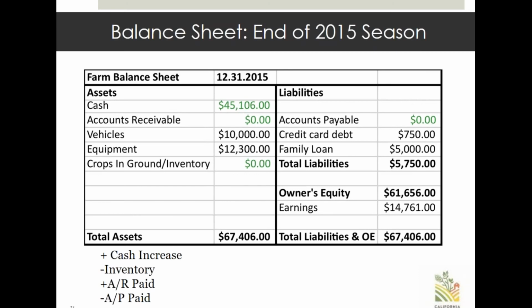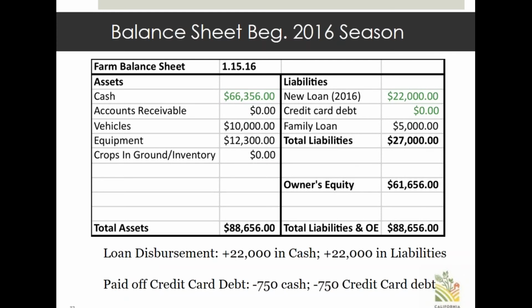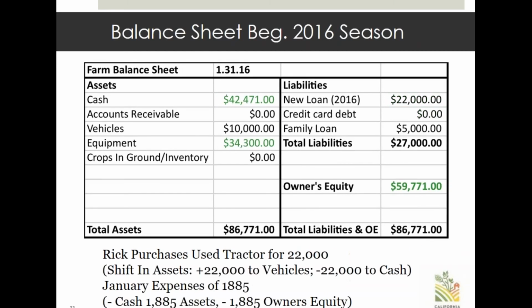Well, let's look back at the end of the season. And so we have the 45,106, accounts receivable 0, everything else is 0. Switch over again to the 15th. He has the $22,000 in cash and liability. He's paid off the credit card, and then he buys the tractor. And so then what happens is you have a shift here.